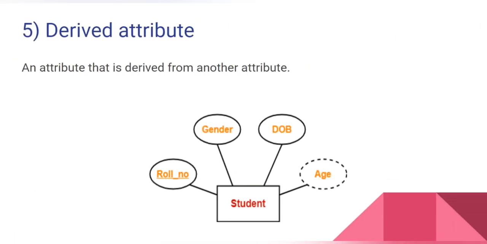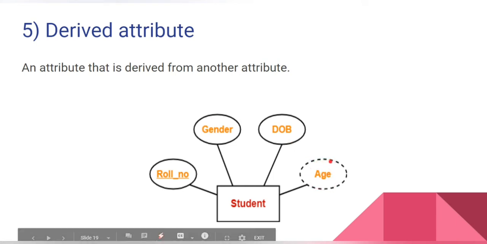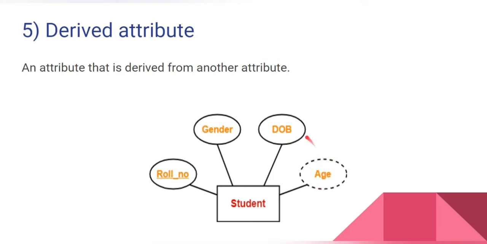We have derived attributes, an attribute that can be derived from another attribute. For example, I have a date of birth, and the age is called a derived attribute. The age of a student can be derived from the date of birth. So it is called a derived attribute.